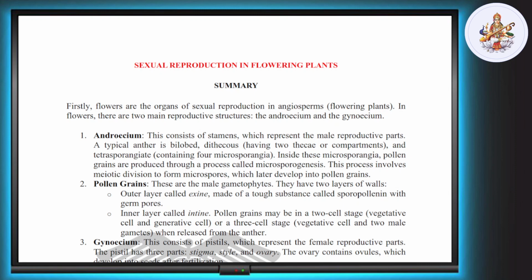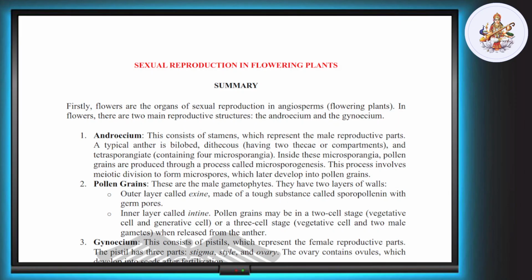Hello students. Let's have a quick summary of sexual reproduction in flowering plants. Firstly, flowers are the organs of sexual reproduction in angiosperms or flowering plants. In flowers, there are two main reproductive structures, the Androecium and the Gynoecium.